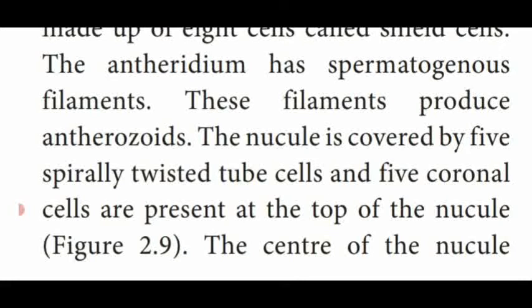So, the nucleus is covered by 5 spirally twisted tube cells, and 5 coronal cells are present at the top of the nucleus, that means at the tip. The center of the nucleus possesses only one egg, a single egg.